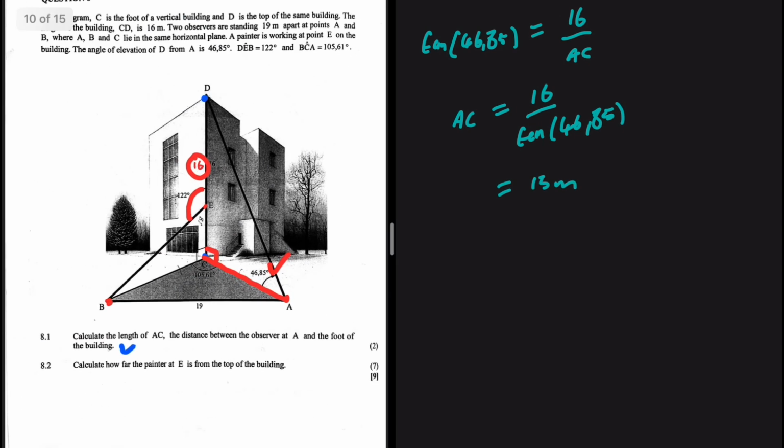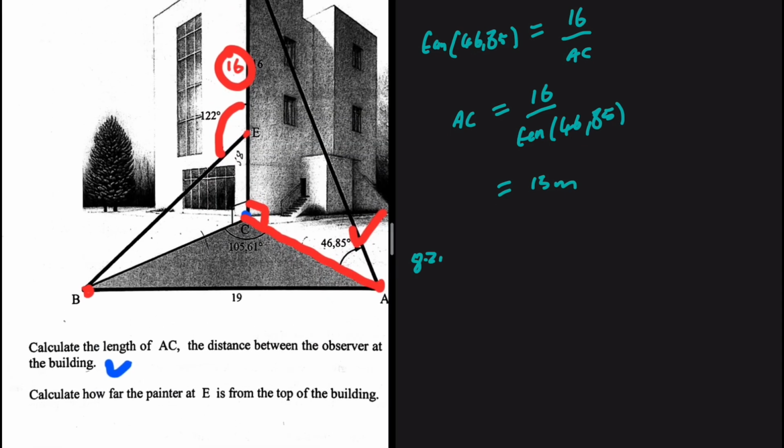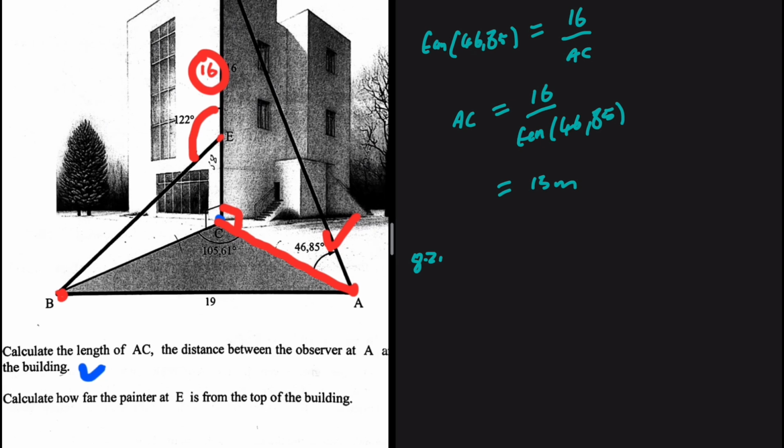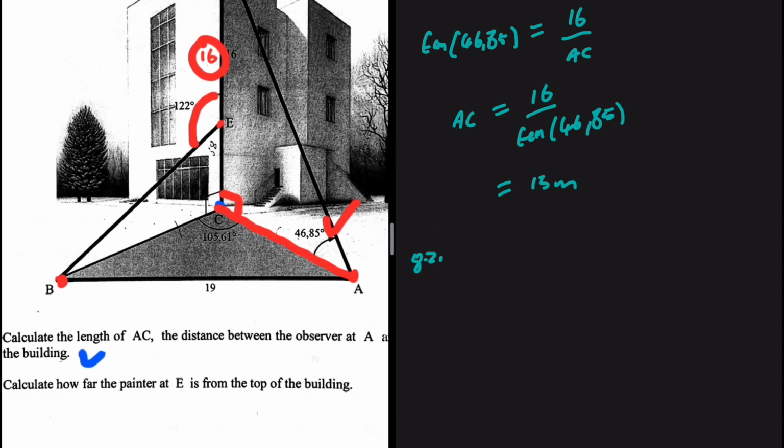That is 8.1. What about 8.2? Calculate how far the painter at E is from the top of the building.